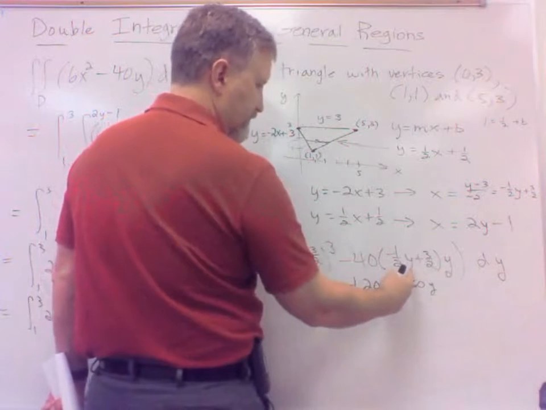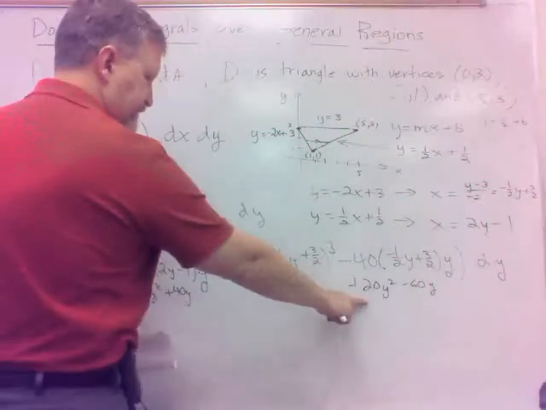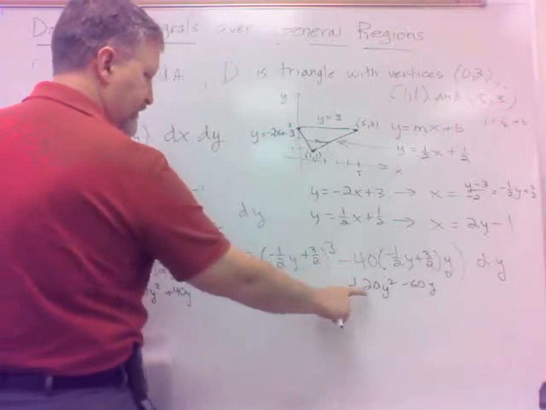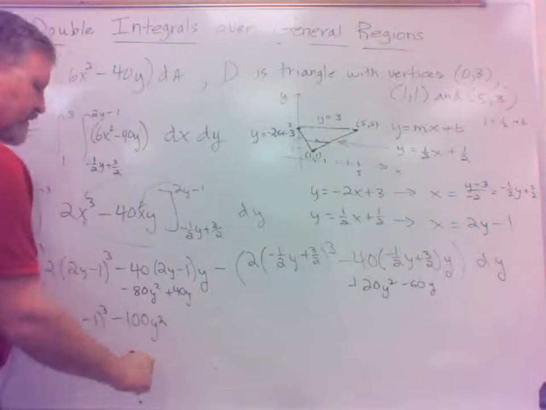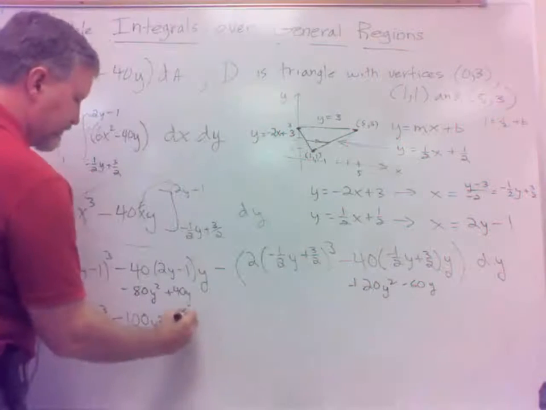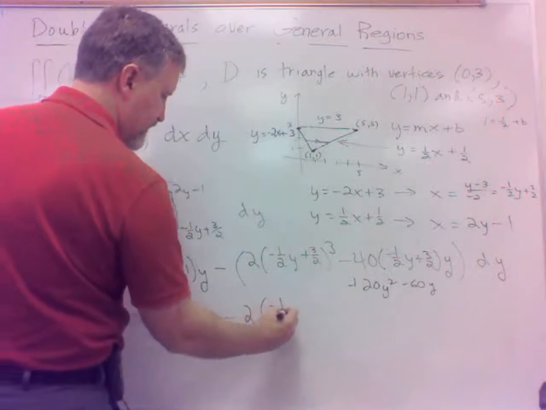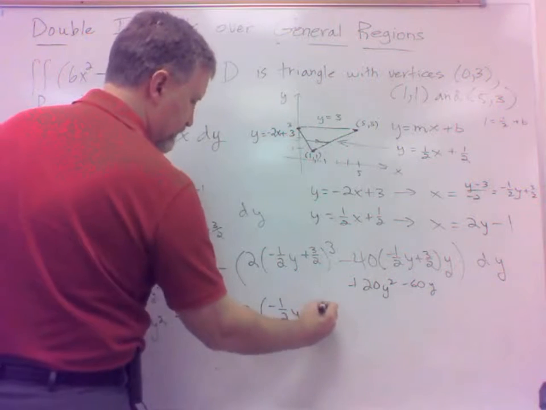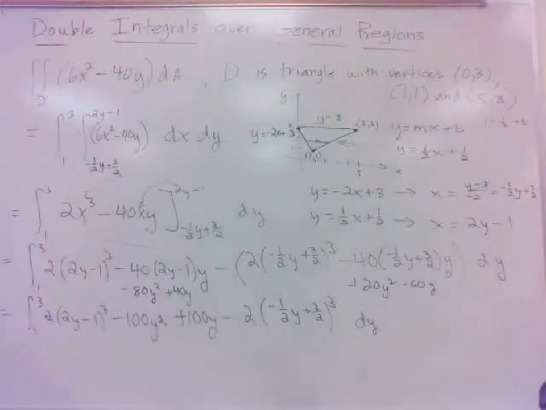So I have the y squared there. You can do more steps if you need, but I think that's what I got. Now, those give me some like terms, but remember this is also minus, so that'd be minus 20y squared. So that's going to make it a minus 100y squared here. And this is 40y, but that minus makes that a positive 60, so that'd be 100y also. And then we're just going to leave this as minus 2 times negative a half y plus 3 halves cubed. We could FOIL that out, but I think we can handle it with the u substitution.